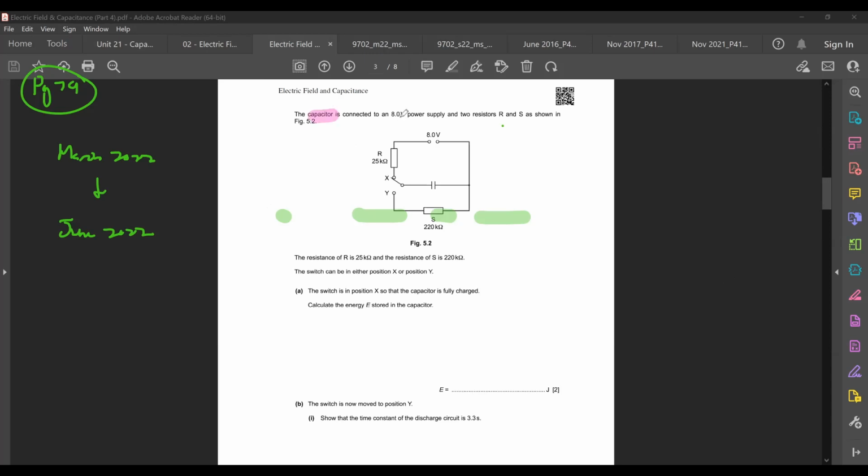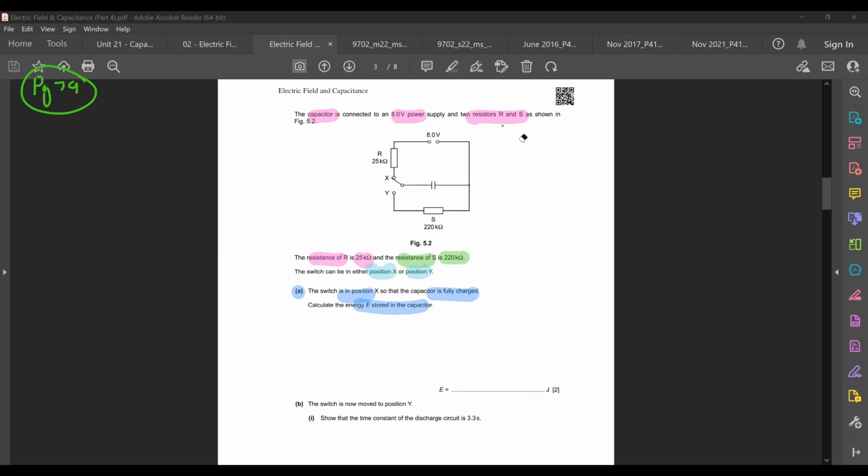Okay, so here they mentioned that the capacitor is connected to an 8-volt power supply and two resistors R and S as shown in this figure here. So the resistance of R is 25 kilo ohm and the resistance of S is 220 kilo ohm. Your switch could be in either position X or Y. For part A, they mentioned that the switch is now in position X so that the capacitor is fully charged. Calculate the energy E stored inside your capacitor.